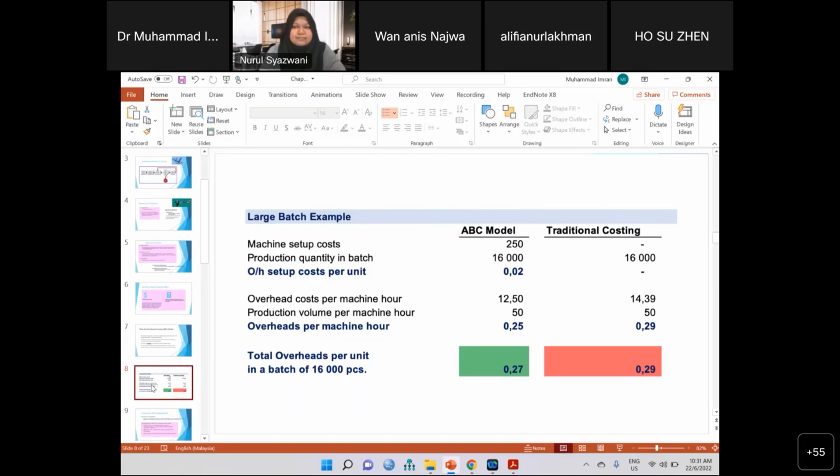No worry, no problem. This is the example of ABC analysis. Machine setup cost, product quantity in the batch. See, these are all the overhead cost per machine hours, production hours, except direct cost. See, traditional cost, here you can compare the ABC model and the traditional costing. What they were doing in the traditional costing: only products quantity in the batch, 16,000. And then overhead cost here, okay? And then production volume per machine, 50. Overhead cost, 20. But they missed this one, setup cost per unit. They missed this cost, okay?